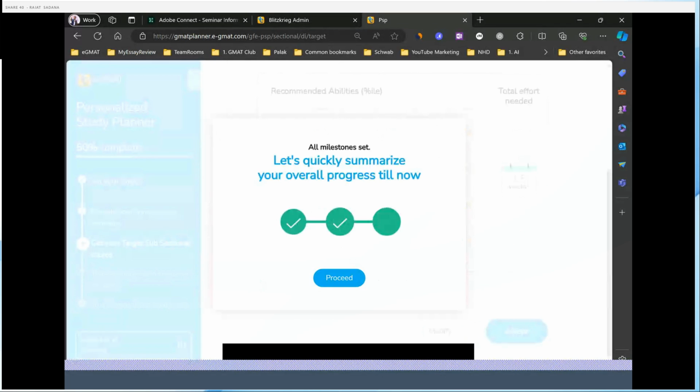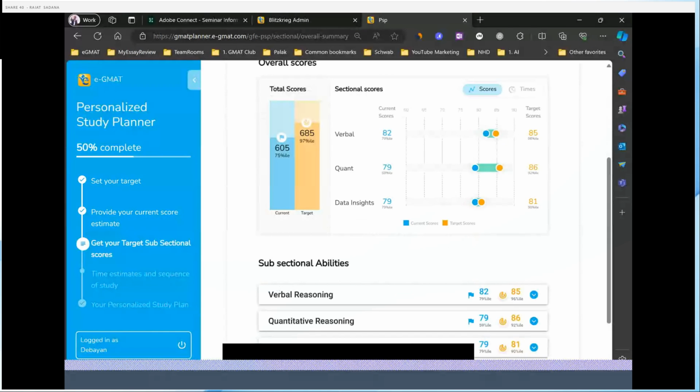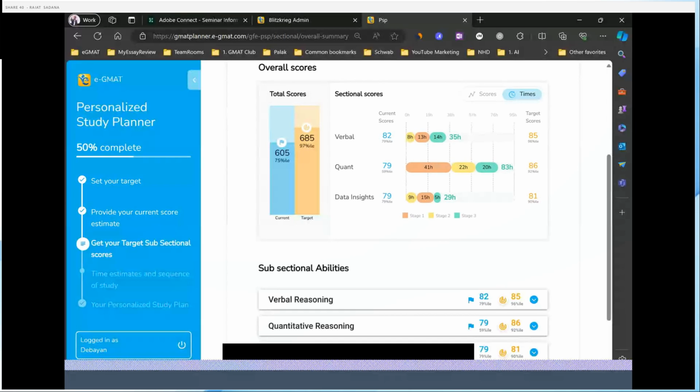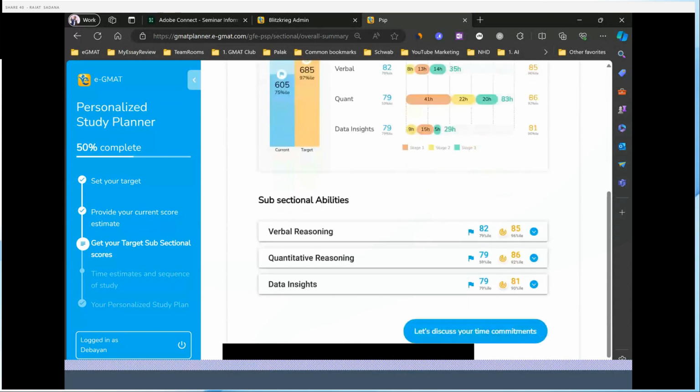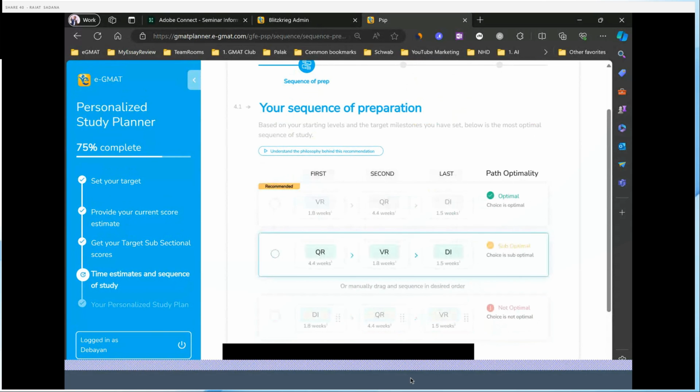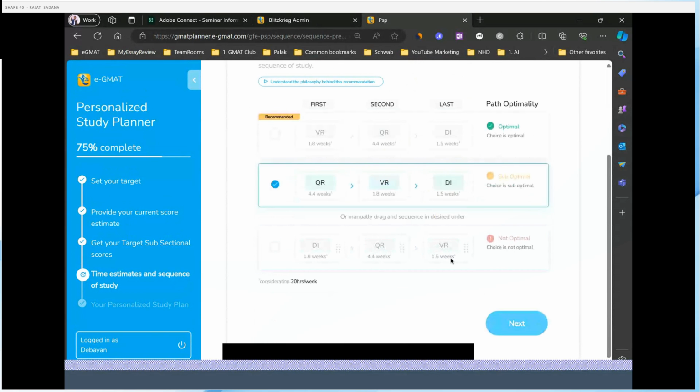I'm going to accept those, and then we're going to move forward here. Again, you'll see these times have been adjusted slightly. The person needs slightly more time in verbal, as well as data insights, and slightly less time in quant based on the subsectional abilities. Then you can put in your time commitments here, and the sequence in which you prefer. If you want to pick a different study sequence, you can pick that as well. Let's stick with the recommended one.